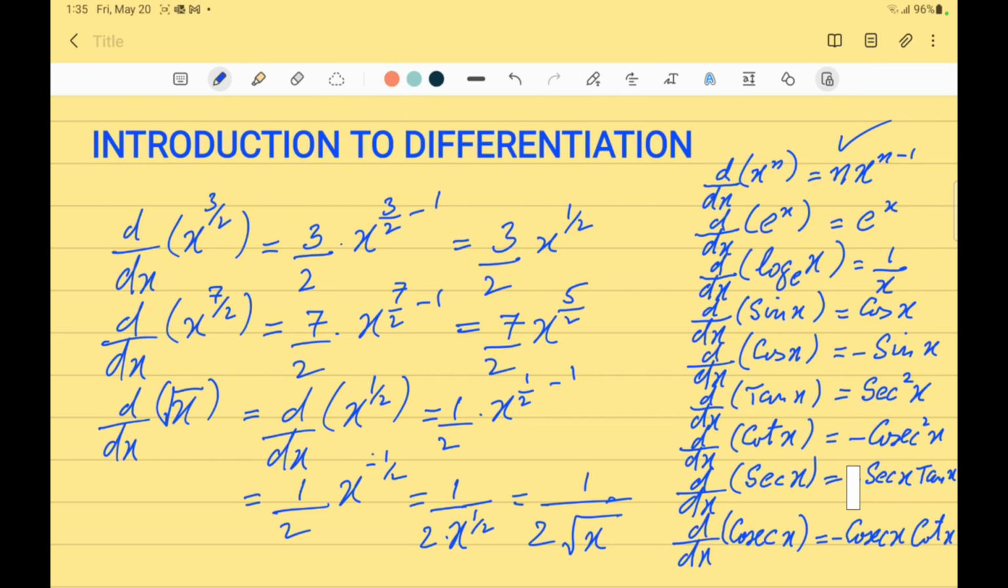Almost all types of differentials are explained in the above-mentioned examples that are of the type x raised to power n. Now let us move on to the next formula, which is related to derivatives of sum of two functions.